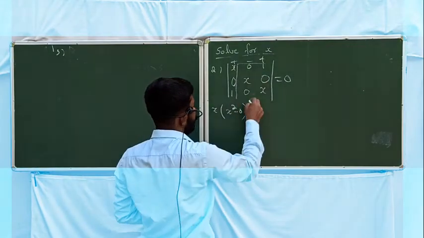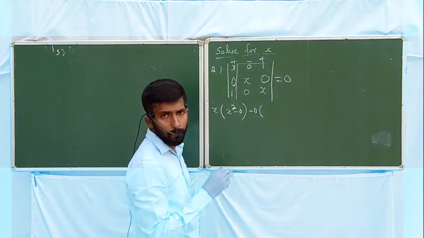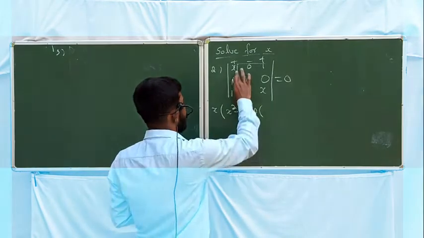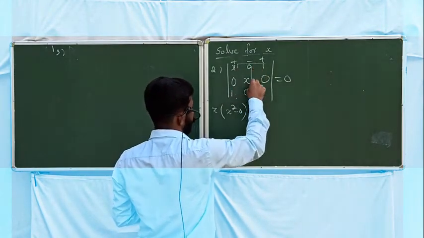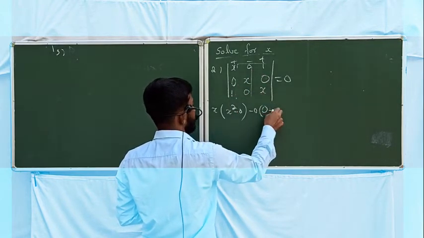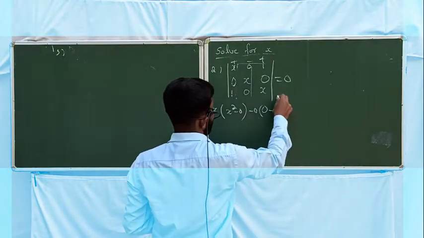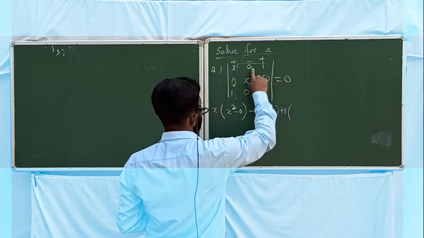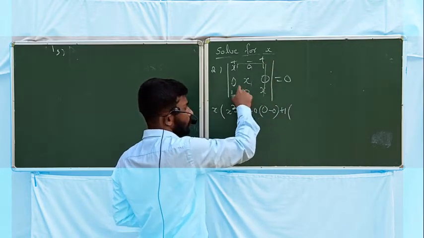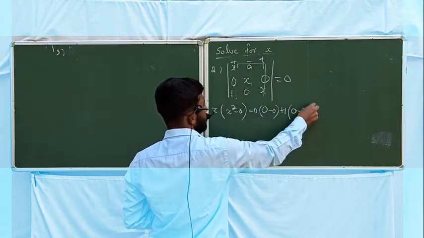Next, minus 0 into, okay, no need to simplify. For your reference only I am going to simplify, because 0 into any number you will get 0 only. Delete the first row and the second column. So 0 into x is equal to 0, 1 into 0 is equal to 0. Totally this answer is 0. Okay. Then plus 1 into, okay, again delete the first row and the third column. Remaining is 0 into 0 is equal to 0, minus 1 into x is equal to x.